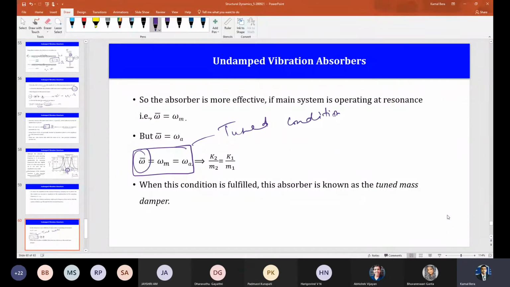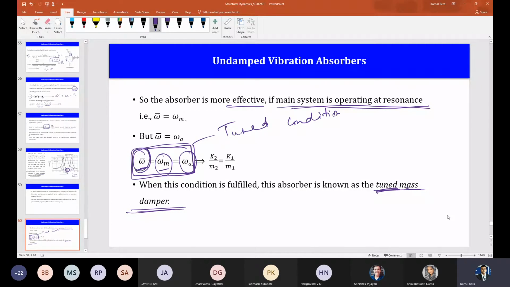Omega bar is the excitation frequency. Omega m is the frequency of the main mass in the standalone condition, and omega a is the frequency of the absorber mass in the standalone condition. If this condition is satisfied, then its performance is better. If the main system is operating at resonance, then it is more effective. That's why it's called the tuned mass damper. It is additional mass providing a damping effect, tuned to the system natural frequency as well as the forcing frequency.